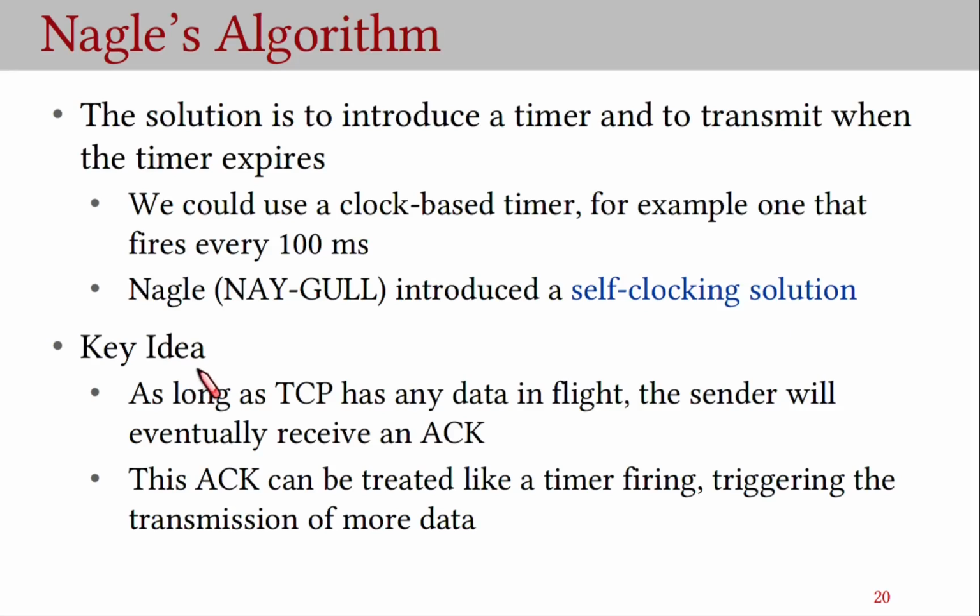The key idea behind Nagle's algorithm is that as long as TCP has any data in flight, the sender will eventually receive an ACK, and this ACK is treated like a timer. So whenever an ACK is received, a decision is made whether the sender is going to send more data or not.